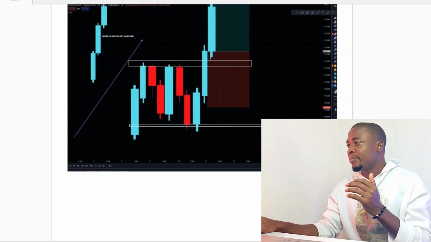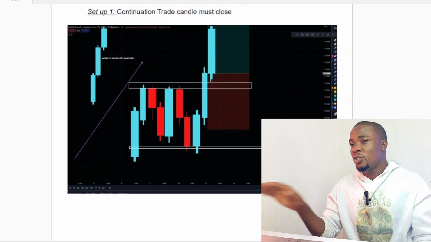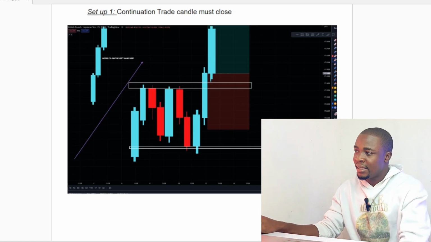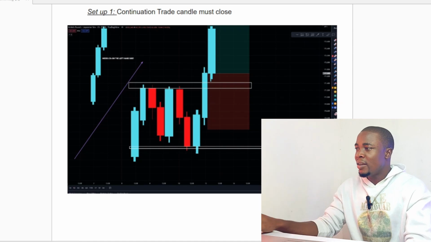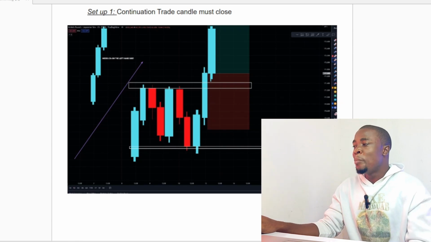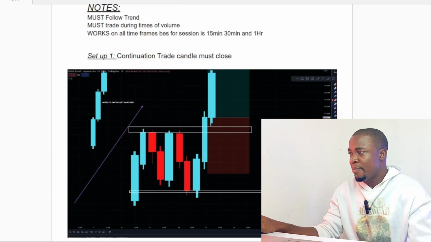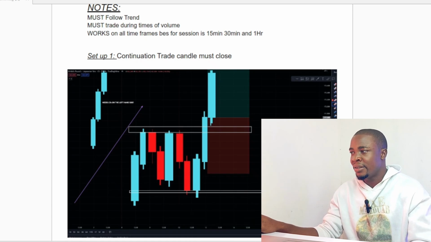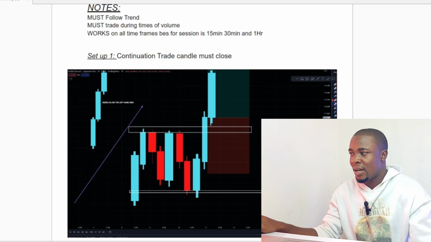So what is setup one? This will show you exactly what it means to have setup one. If you have candles like this, creating some kind of consolidation, you should be waiting for a break above that range. A break above that range is setup one. The candle that breaks above that range is where your entry is. Then you target the next resistance. That is how setup one is.